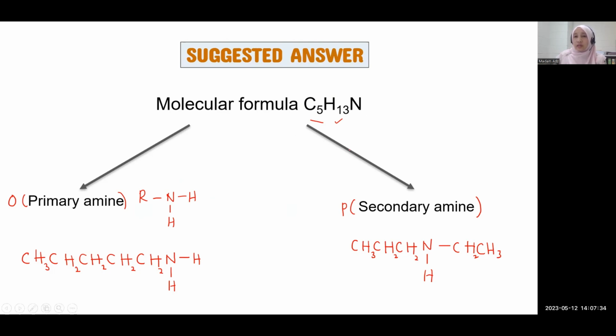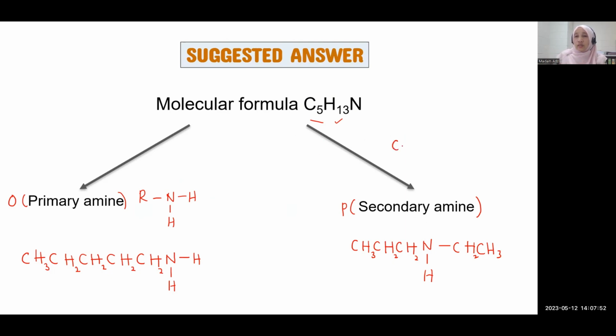5 carbon. Hydrogen kena ada 13: 3, 4, 5, 6, 7, 8, 9, 10, 11, 12 and 13. Correct. Okay, so this is the structure. I think this is the first structure. You can have another secondary amine structure. I think we can do 4 and for another one on the right side.